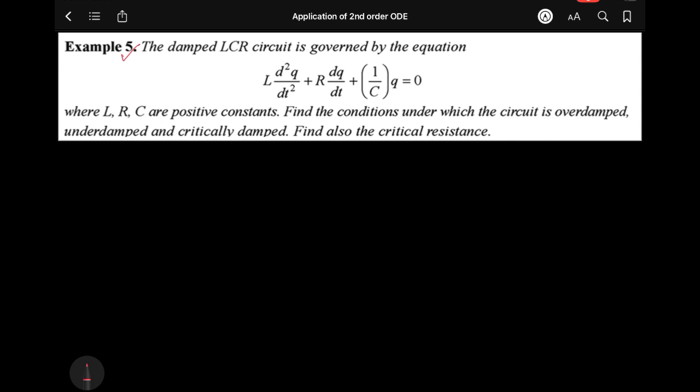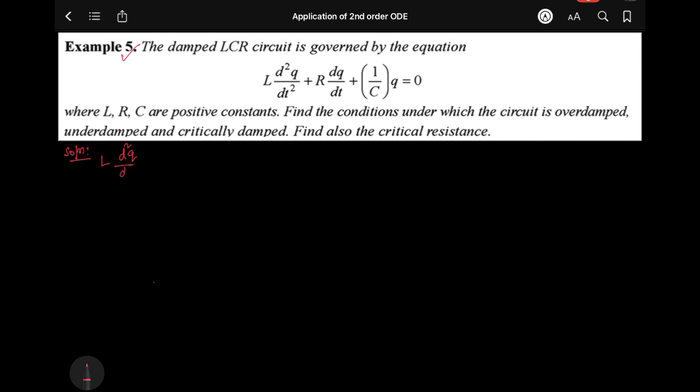See, example number 5, the damped LCR circuit is governed by the equation L d2q dt2 plus R dq dt plus 1 by C q is equal to 0, where L, R and C are positive constants. Find the condition under which the circuit is overdamped, underdamped and critically damped. Find also the critical resistance. This is the question we are having. Now see this question's solution.